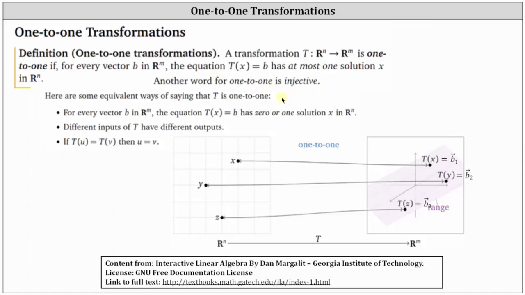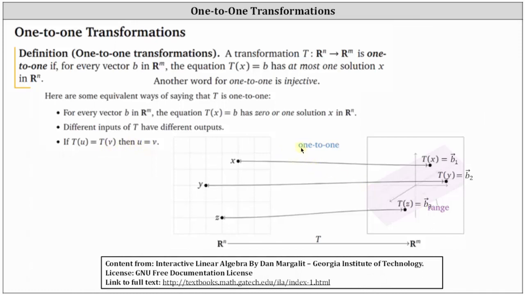And here are some additional equivalent ways of stating T is one-to-one. For every vector b in R^m, the equation T of x equals b has 0 or 1 solution x in R^n, while having 0 or 1 solution is the same as having at most one solution. And different inputs of T have different outputs. If T of u equals T of v, then u equals v.